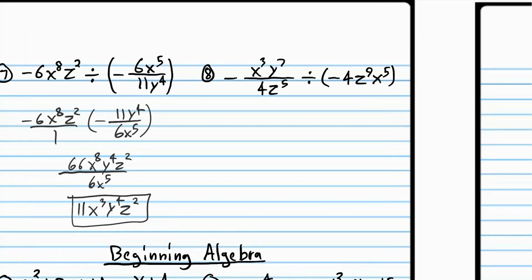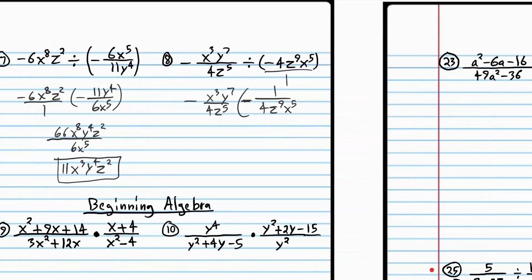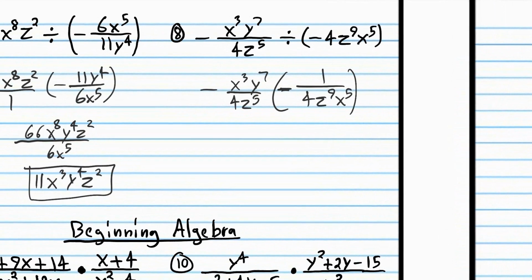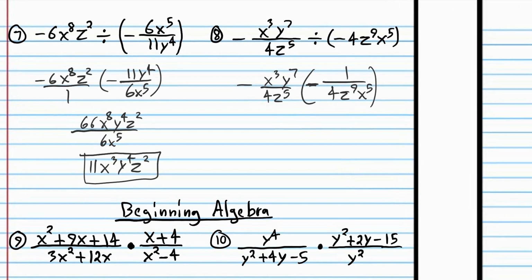All right, we're back. So we flip the divisor. Again, this is considered to be over 1. But don't mess up the original problem. You don't want to put over 1 on the original problem. So we flipped it, changed to multiplication, and now we just multiply straight across.